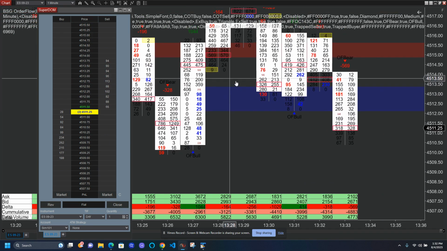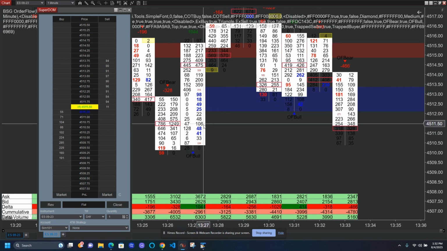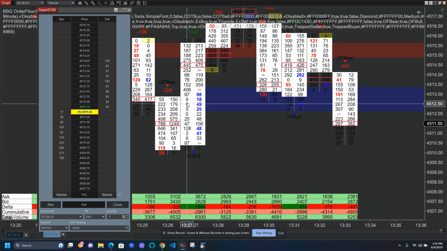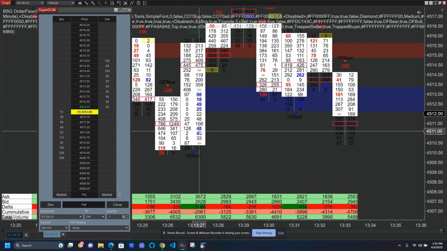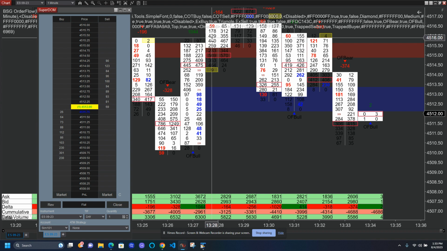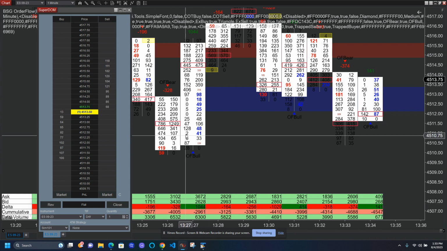Where is it? Look here. Can you see it? Now the buyer stepped in this spot. You can see the zeros on the left. There are no sellers. Buyers are stepping in at a huge volume here. It pushed the price up. Still, the buyers are coming in at a huge volume. You can see the positive delta 1044.